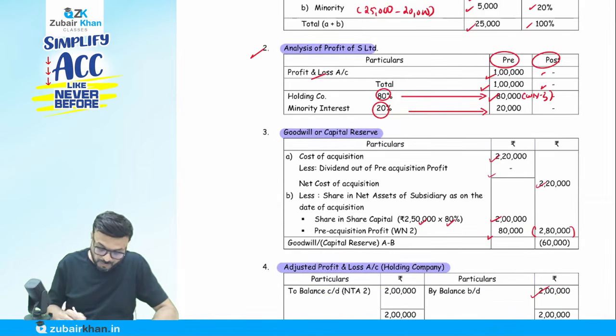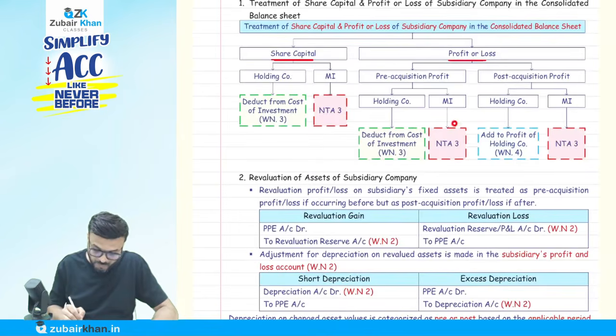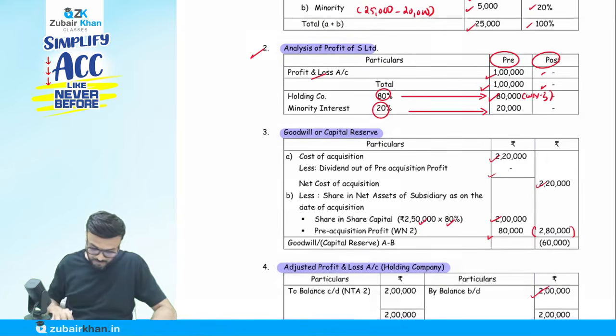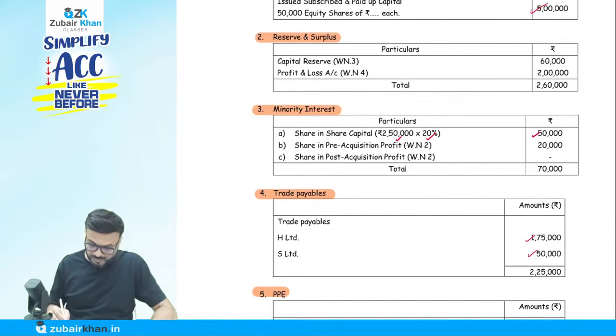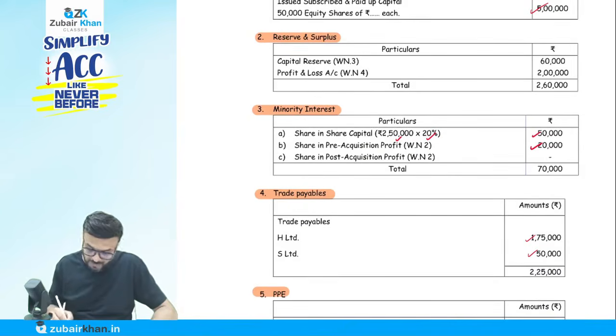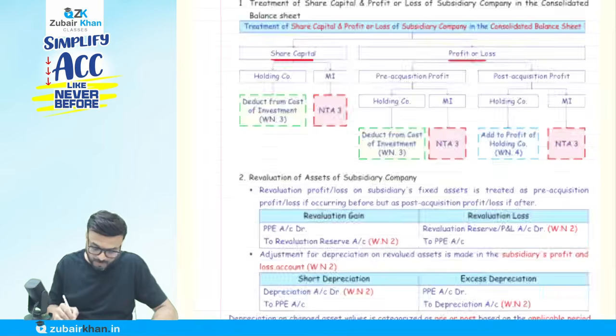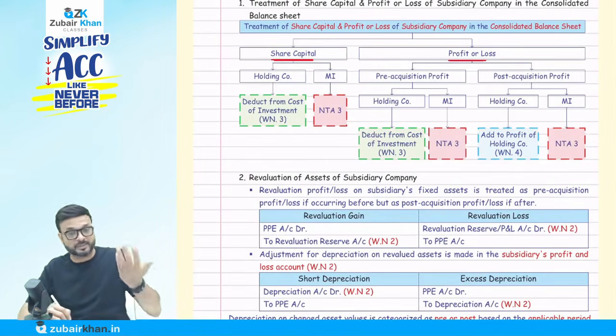Now what about the minority's pre-acquisition profit? It will go to working note number 3, minority, and you can see that it is 20,000. In this question there is no post-acquisition profit, that's why the minority figure is 0. This post-acquisition profit you would add to the profit of the holding company, but there is none here. In the next question it will come, and I will explain it there.